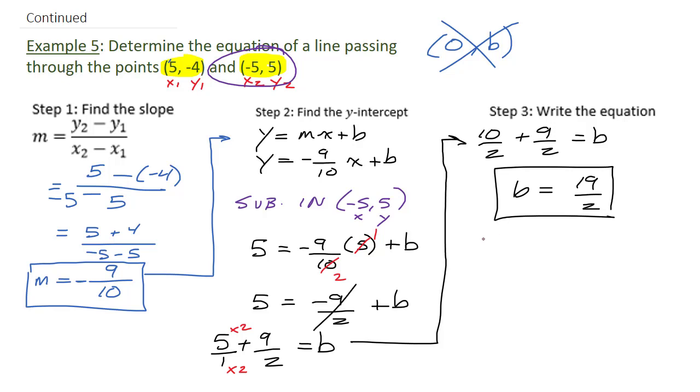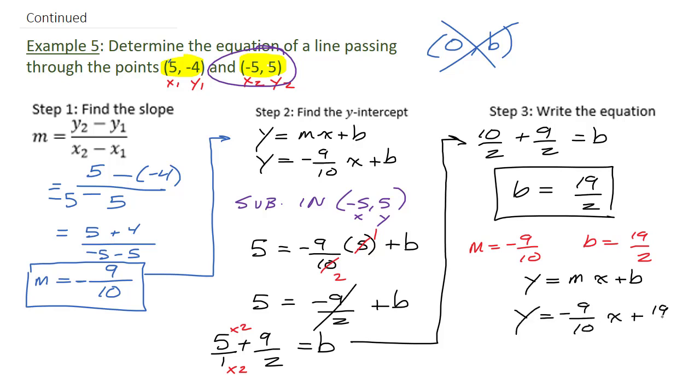So let's write our equation. We have everything we need, right? We have m is -9/10. We have b equals 19/2. We can write our final equation by substituting m and b into y equals mx plus b. So y equals -9/10x plus 19/2. Again, that would be a really ugly one to try and graph. A lot easier to do algebraically.